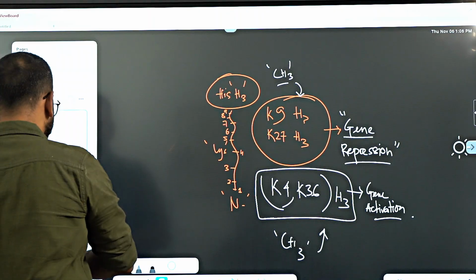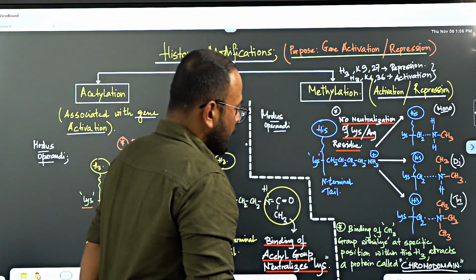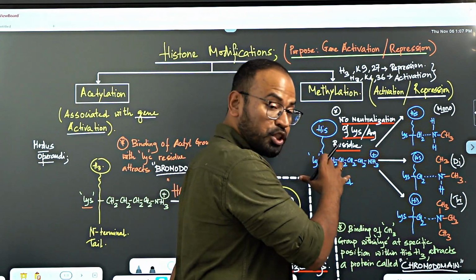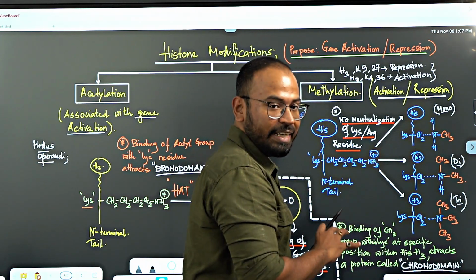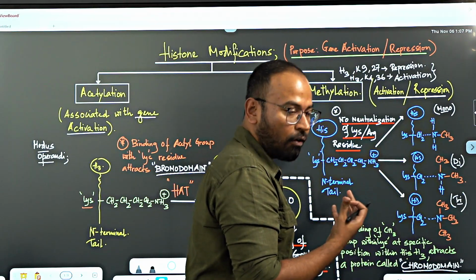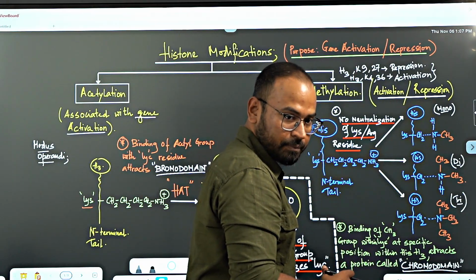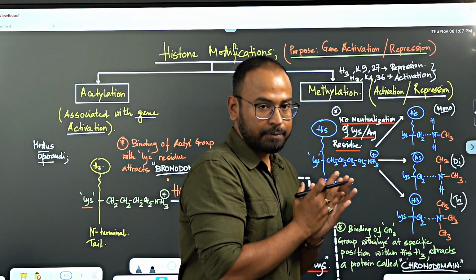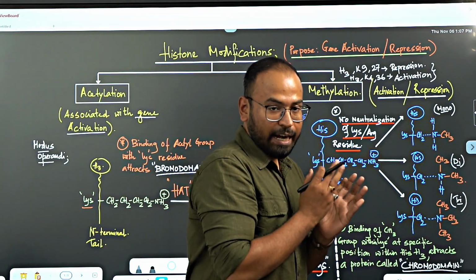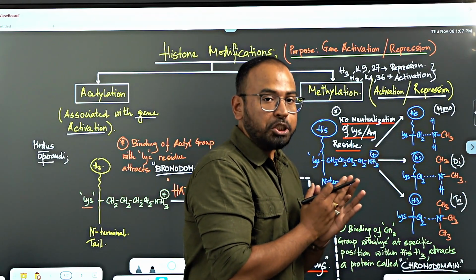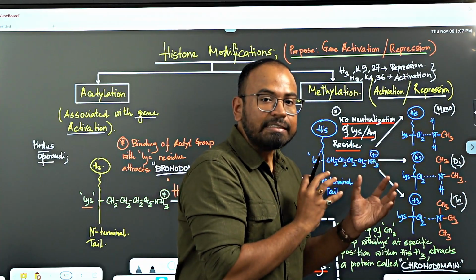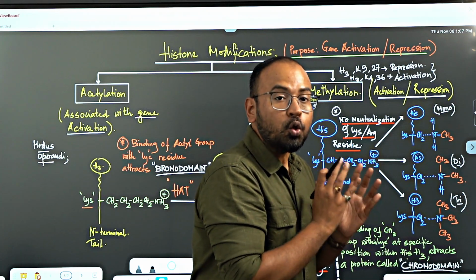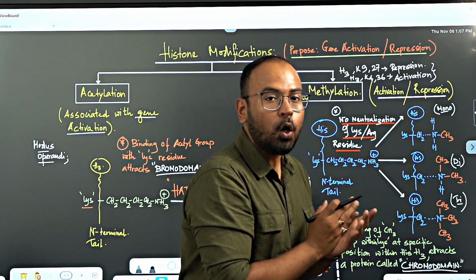Let's go back to our previous picture. As you can see, lysine residues at specific positions will determine whether it will relate to activation or to repression. Now what happens whenever this methyl group gets added to the lysine residues at specific positions, it attracts a certain group of proteins. These proteins are called chromodomains.